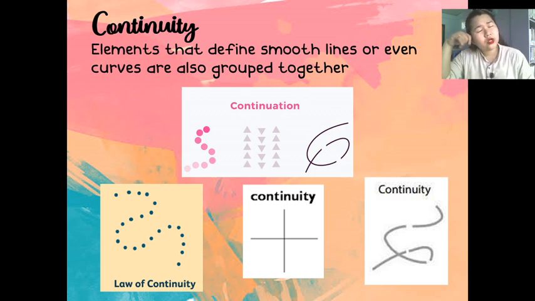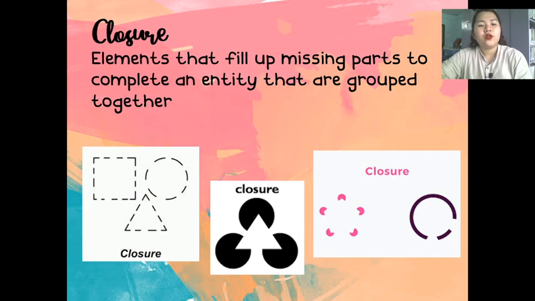Okay, same as to yung nasa cross. Diba yung sa ano to, sa math, yung plane, right? Doon sa Cartesian coordinate system, right? So, continuous yung x pataas, pababa, then y sa gilid, continuous yan. Then, yun. So, that is continuity. Closure, elements that fill up missing parts to complete an entity that are grouped together.